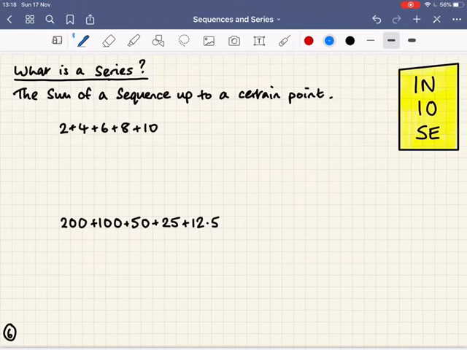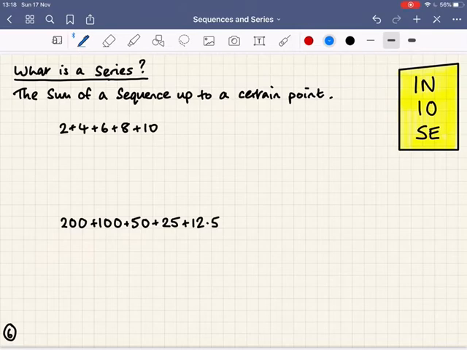The word series also appears alongside sequences and series. But it's important to know what the difference is. So whereas the sequence is the whole list in a particular order, a series is just the sum of a certain part of the sequence up to a certain point.